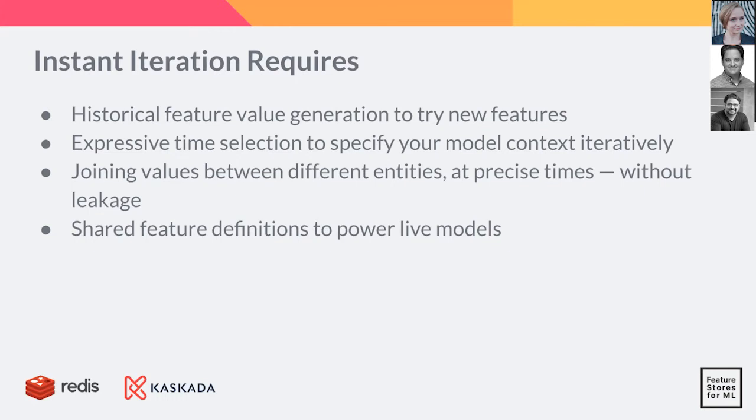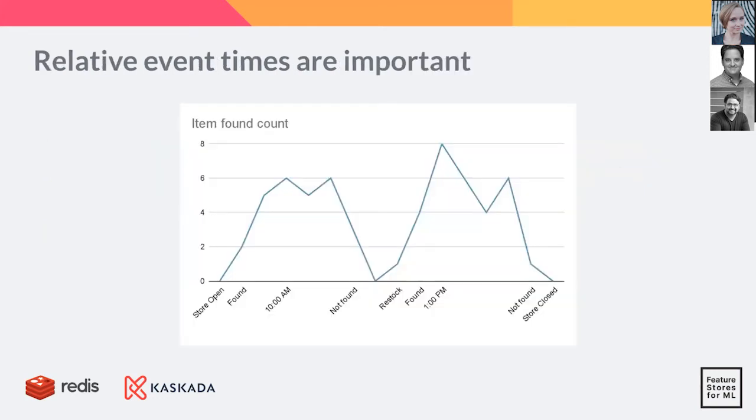There are some key requirements. You have to generate historical feature values to try new features. You have to have expressive time selection to specify your model context iteratively, because it turns out these two things are connected. And joining values between different entities at precise points in time becomes critical when you didn't have to decide up front what's going to be predictive. Finally, you have to have shared feature definitions to power the live models. Otherwise, you're not solving the full problem. It doesn't matter if you found something predictive.